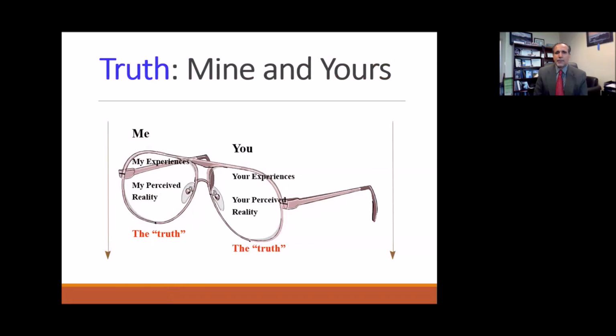Remember that my experiences and my perception of the reality leads me to my truth. However, your experiences and your perception of the reality leads you to your truth. And often, if you see your truth and you cannot see mine, you automatically assume that mine is wrong. And I would assume the same thing about yours. And this does not have to be the case. Everybody's reality may be very different.